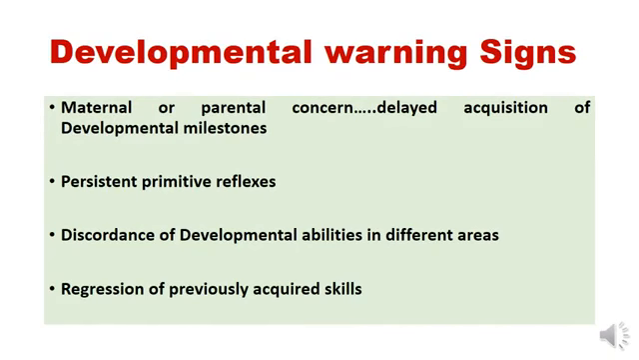What about developmental warning signs? They include maternal or parental concern because of delayed acquisition of some developmental milestones or all of them. They include also persistence of primitive reflexes, discordance of developmental abilities in different areas, and regression of previously acquired skills.